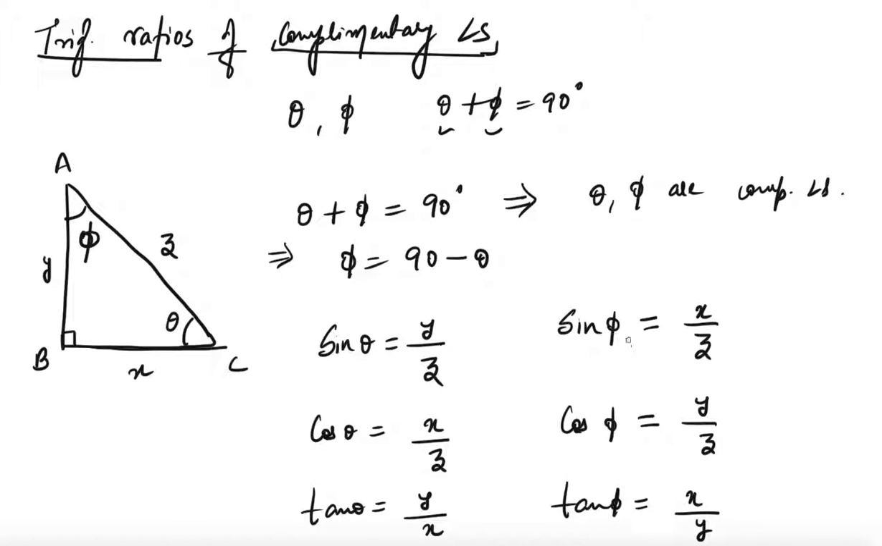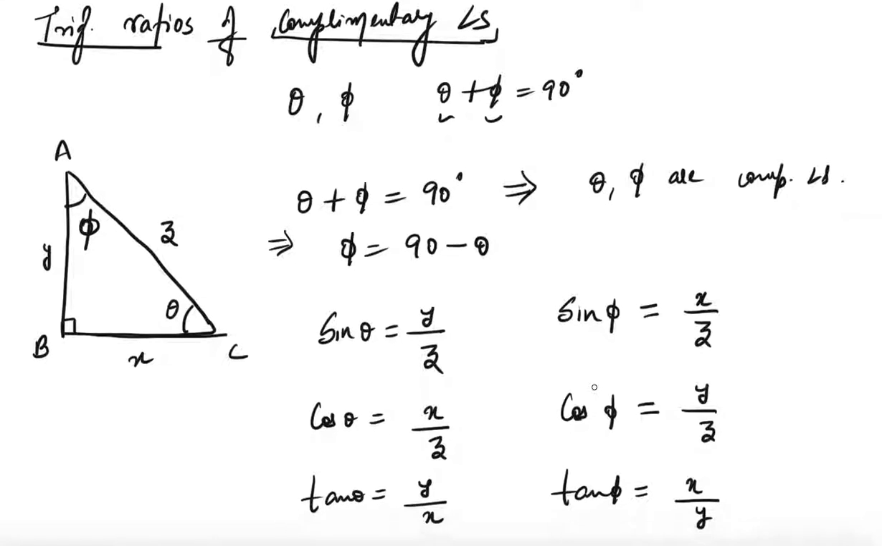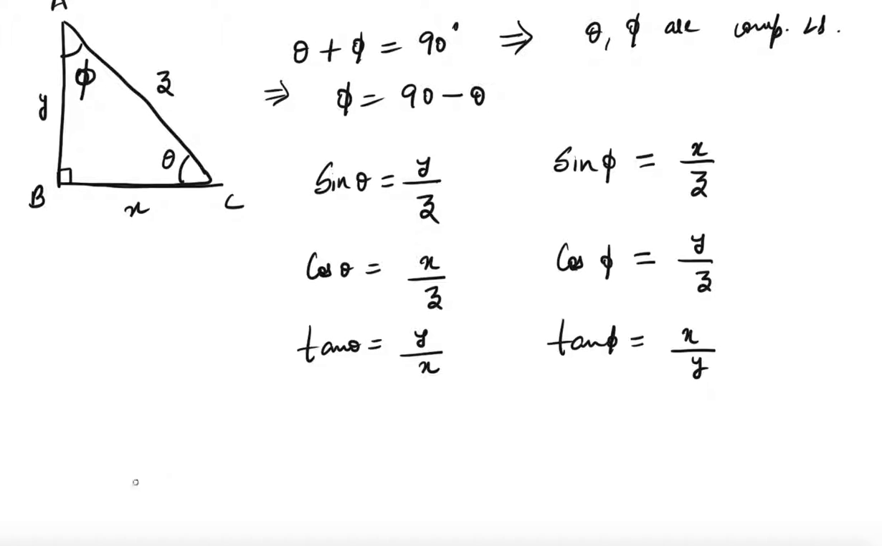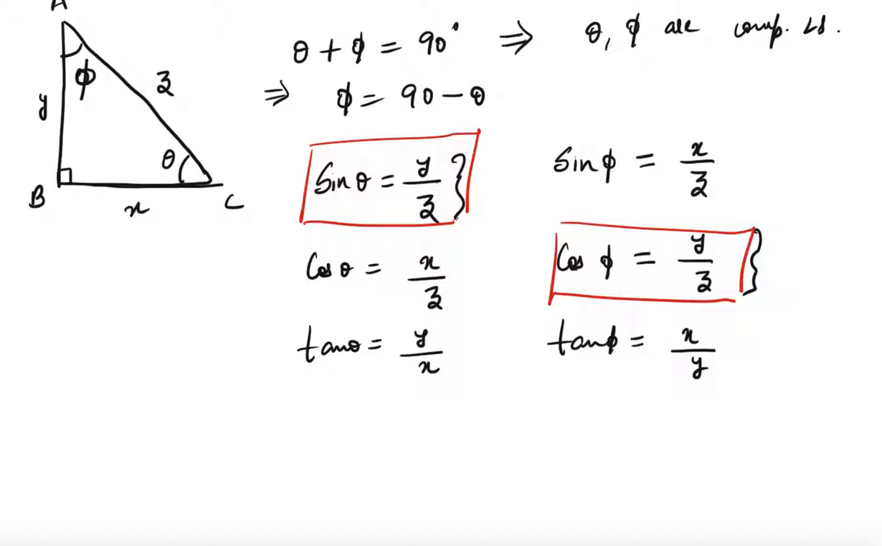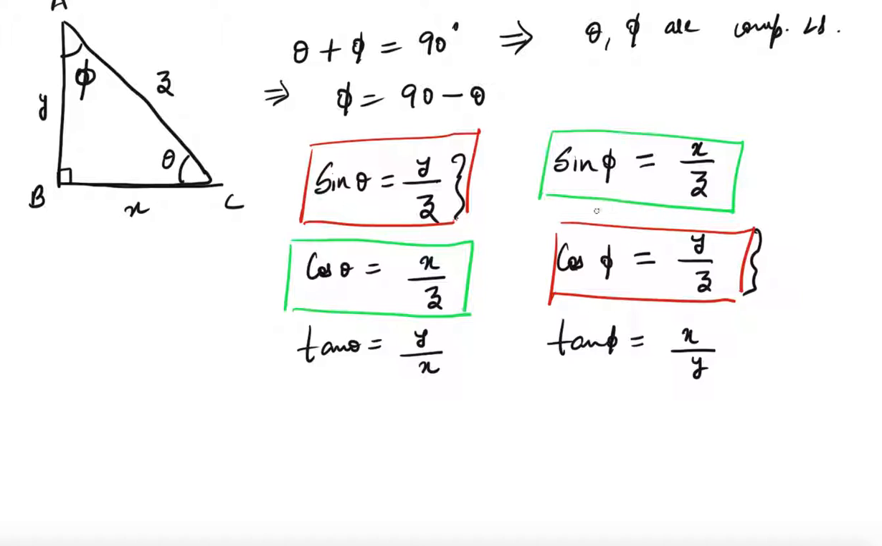Clear? So now I think that the trigonometric ratios for theta and phi separately are clear to you. Now let us see how we can relate the trigonometric ratios for theta and phi, and we know that theta and phi are complement of each other. Sin theta is y by z and cos of phi is also y by z, right? So I can say that this and this are equal to each other. Similarly, cos theta is x by z and sin phi is x by z. So this and this are equal to each other, right?